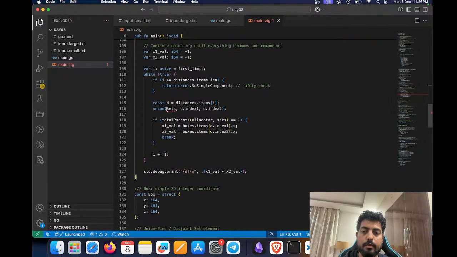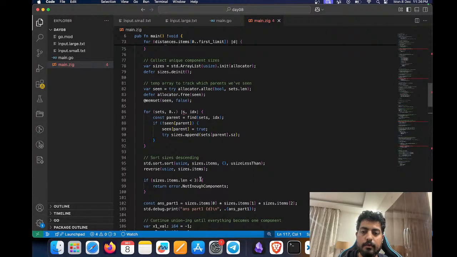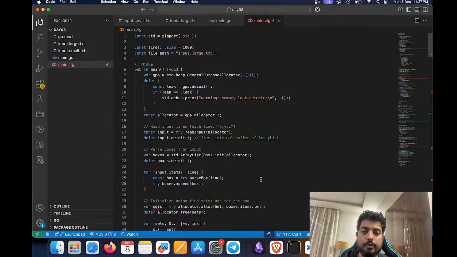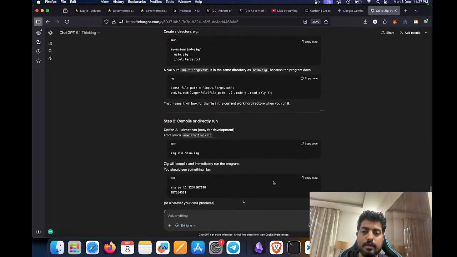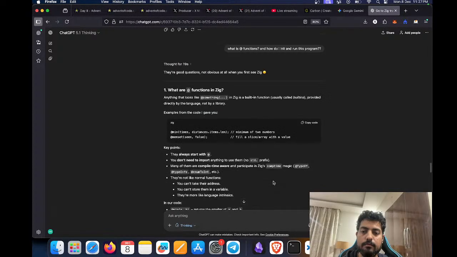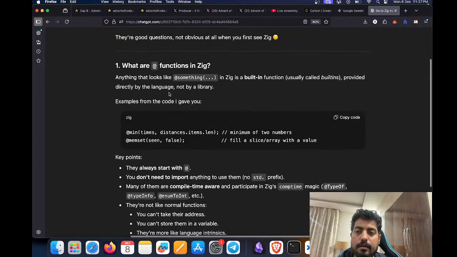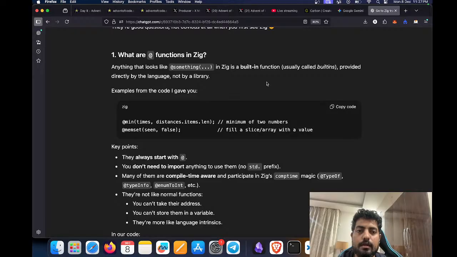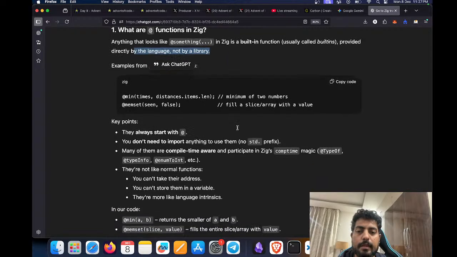I think union is a reserved keyword, so we can't just keep on using it. Okay, there are many issues here, but what I wanted to show is something else. It is trying to explain that anything that looks like @something is a built-in function, provided directly by the language, not by a library.